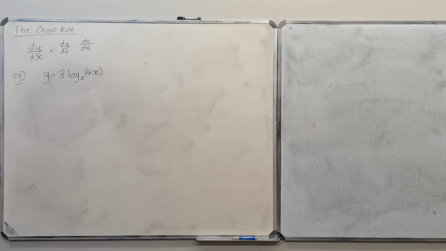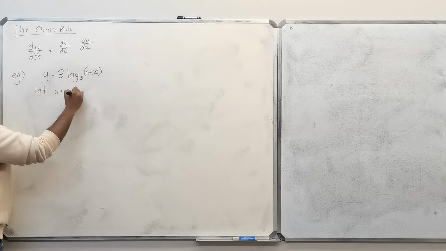Say it right. Let u equal to 4x. Okay, why did you let u equal to 4x? Because that's the function that has the independent variable x. So let u equal to 4x.